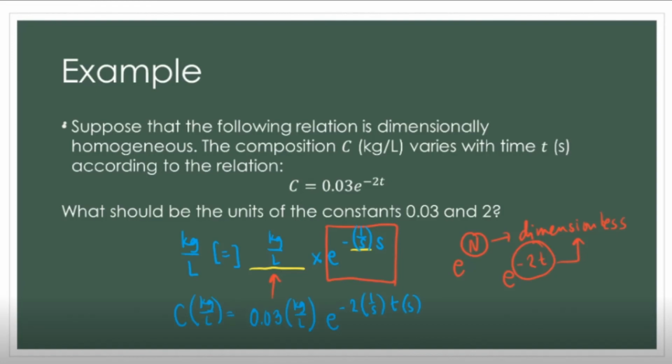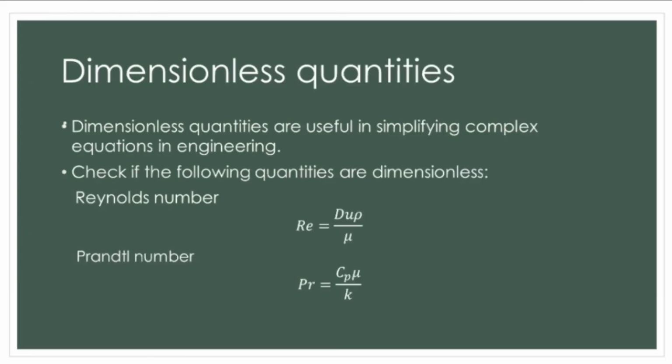And we will be using that to our advantage, and we will definitely be using that mode of thinking for our next lessons. Throughout your chemical engineering journey, you will be encountering what we call dimensionless quantities. And our understanding of dimensional homogeneity also comes into play for these dimensionless quantities. These quantities are useful in simplifying complex equations in engineering. You can check if the following quantities are indeed dimensionless. That means that the left-hand side of the equation does not have any units because everything will cancel out.